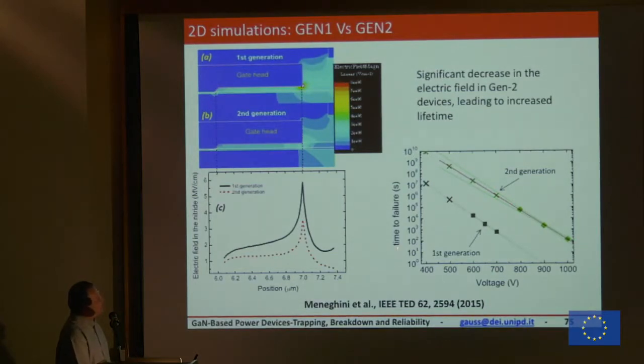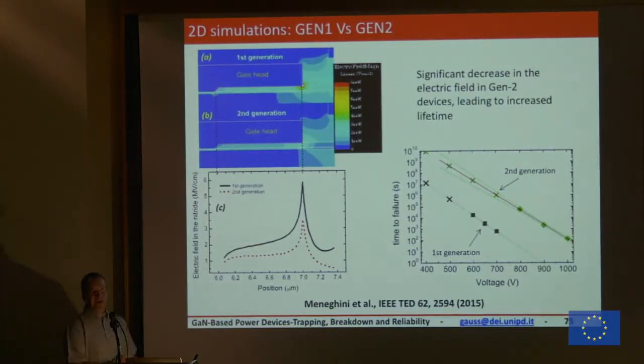And if I plot here the time to failure versus voltage of the first generation and the second, for a fixed time to failure, for instance, we were able to increase the voltage across the device by 200 volts. So for the same voltage, let's say 600, we were able to go from 10 to the 3 to 10 to the 6, so 3 orders of magnitude improvement in the lifetime of the device.